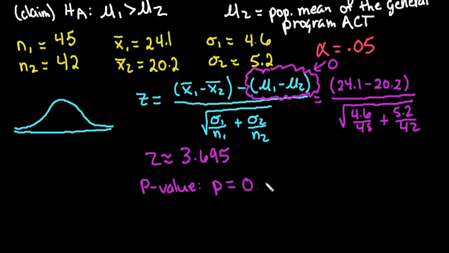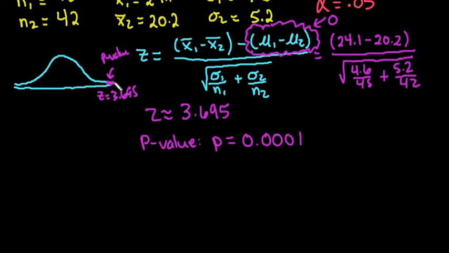Okay, the p-value was 0.0001. Okay, which means that we have this much up here shaded. So this would be our p-value, and it would be shaded at z equals 3.695. Okay, so we only shade a very tiny portion because it's very unlikely to happen.